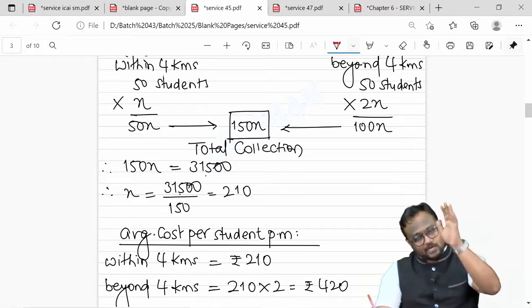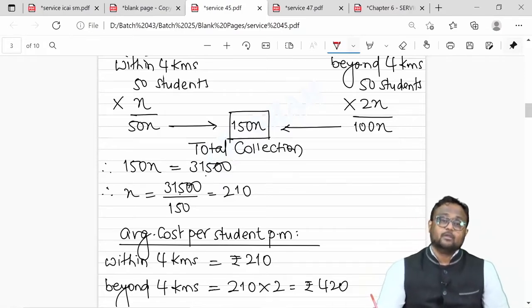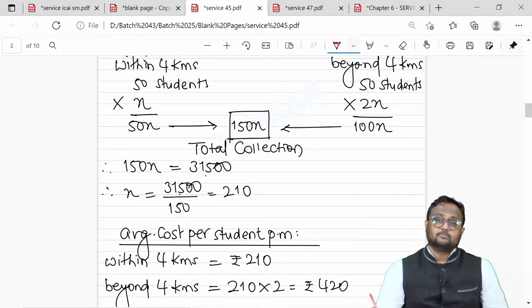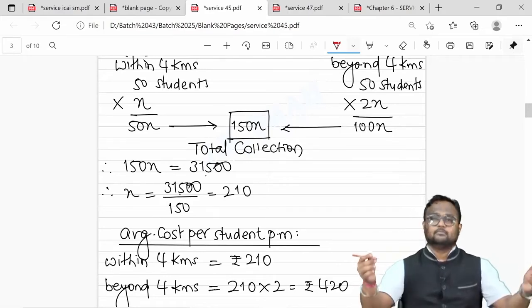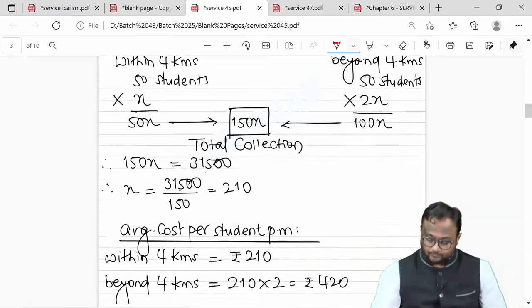So 420 and 210 will remain same. If you assume within 4 kilometers to be X, you will get 210. If you assume beyond 4 kilometers to be X, you will get 420 as a value of X. You can calculate the other value.